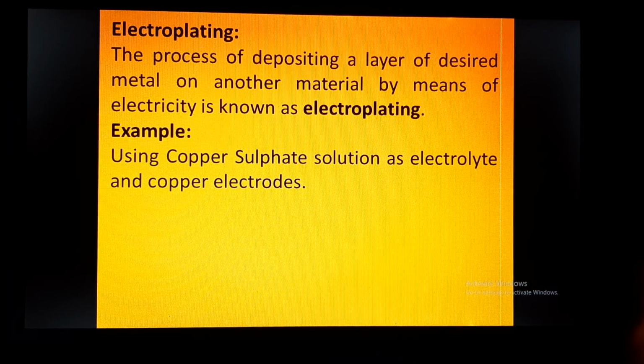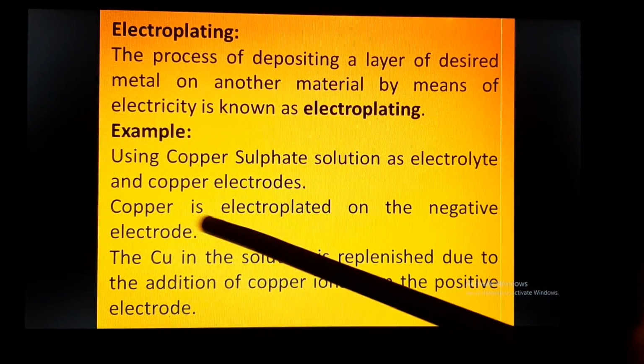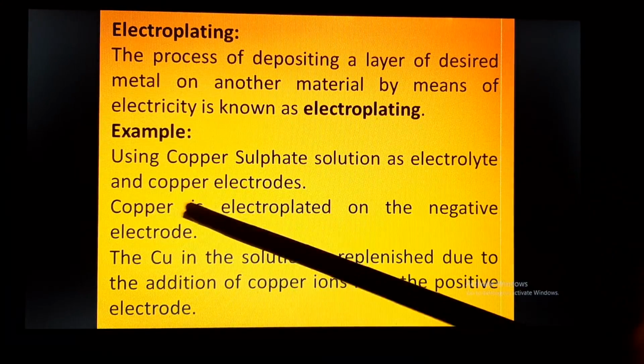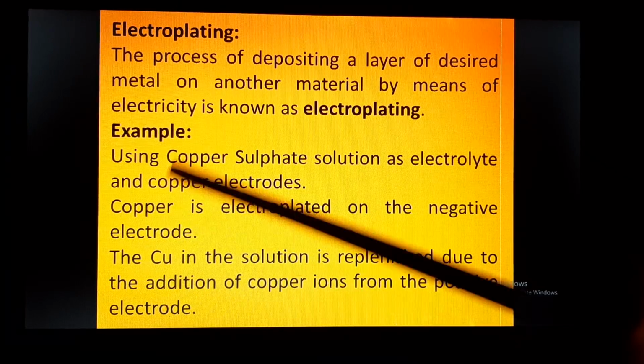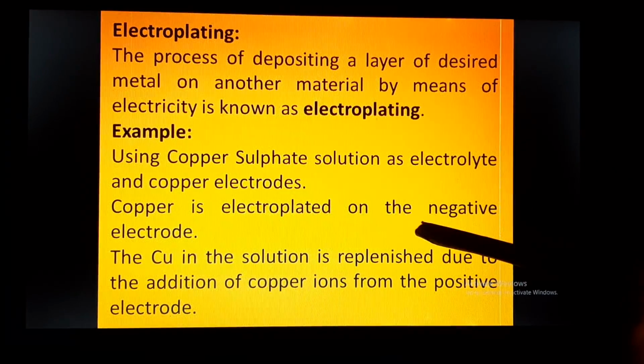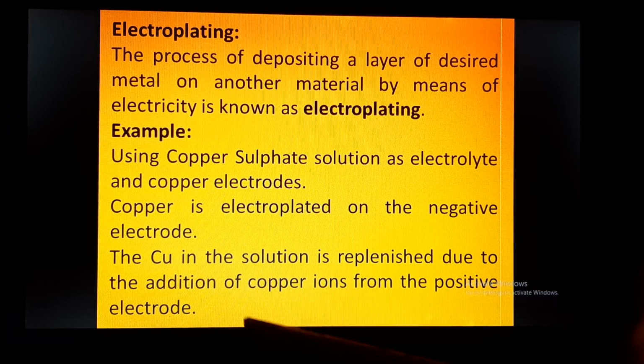Now here we are going to discuss electroplating of copper, using copper sulfate solution as electrolyte and copper electrodes. Copper is electroplated on the negative electrode. Why? The negative electrode is the cathode. The copper ion, Cu+2, is positively charged, and positive ions go to the negative electrode, that means the cathode. So cations go to the cathode. Copper in the solution is replenished due to the addition of copper ions from the positive electrode.